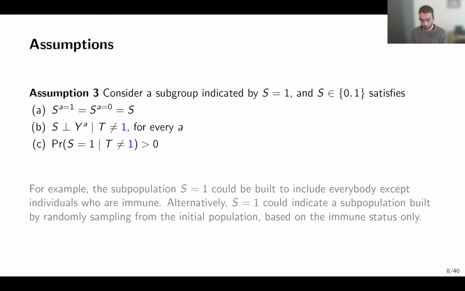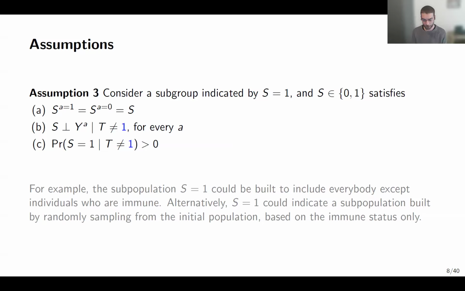Okay. Let's add another assumption. So imagine we are not interested in the overall population, but we are interested in a subpopulation, a subgroup, which we will indicate with s equal 1. So we introduce now s, which is a binary variable, which has 2 levels, 0 and 1. S equal 1 represents the units that we are interested in, and S equals 0 represents the units we are not interested in.